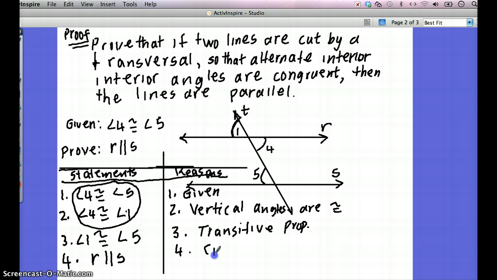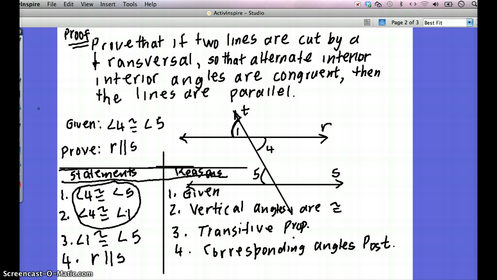And you could just write the reason is corresponding angles. This is a postulate. Okay, so that will take care of that.